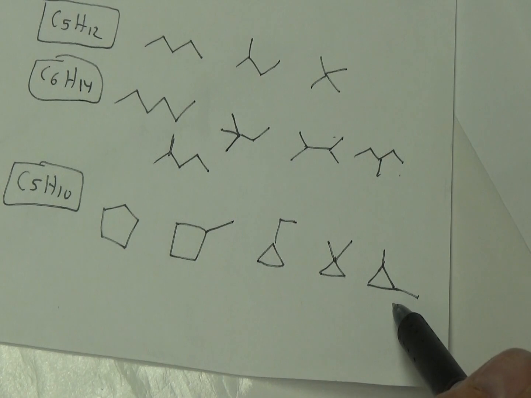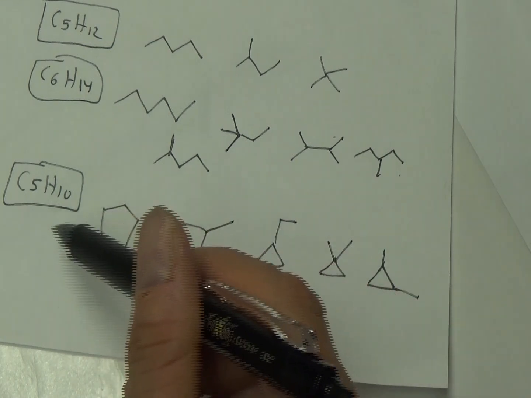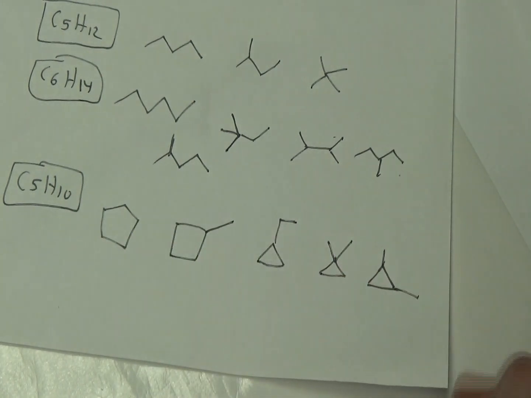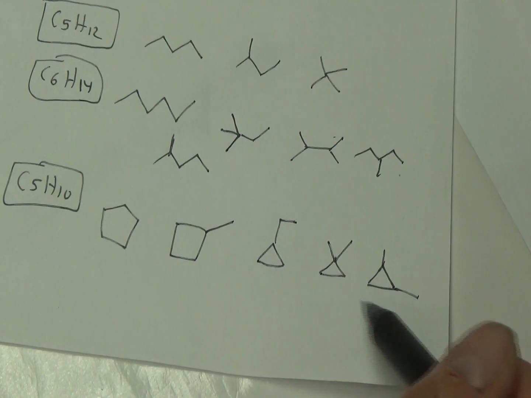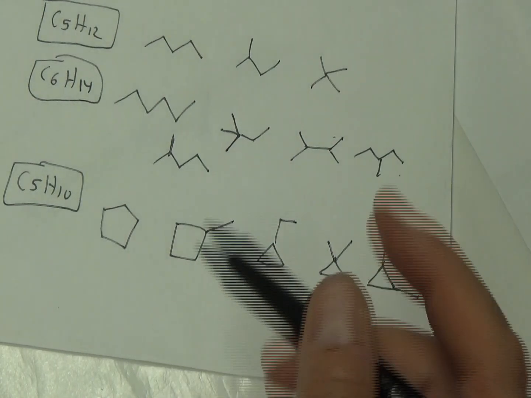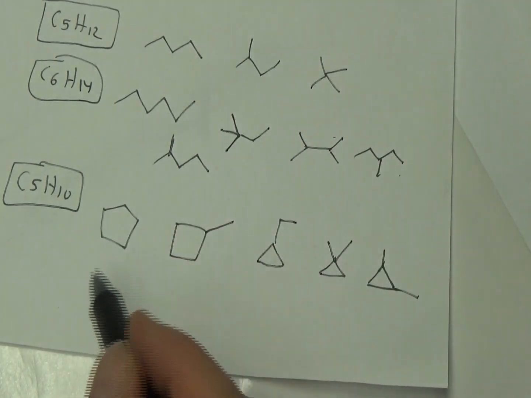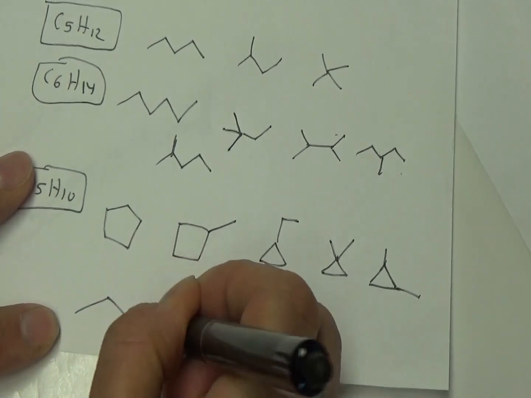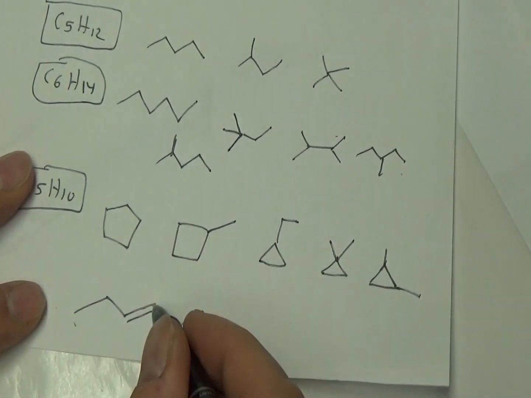They care more about the connectivity, not the three-dimensionality. But I did say that for CxH2x, another way to do it is by having alkenes, like a double bond. So, as an example, is that 1, 2, 3, 4, 5? I messed up.